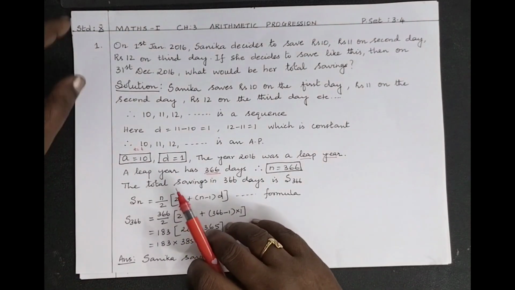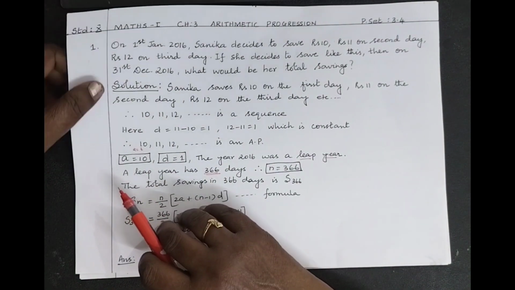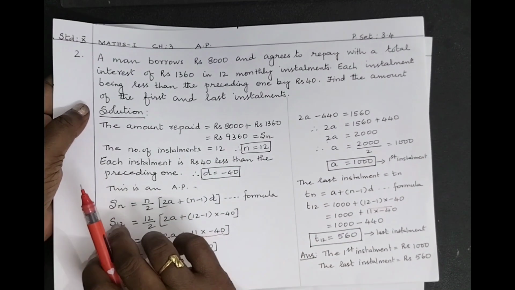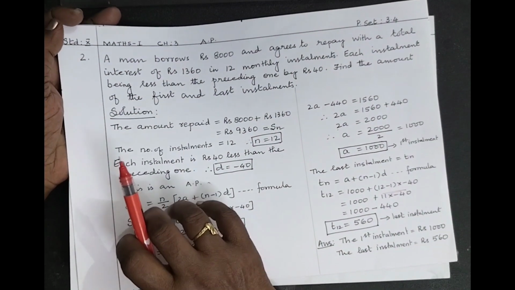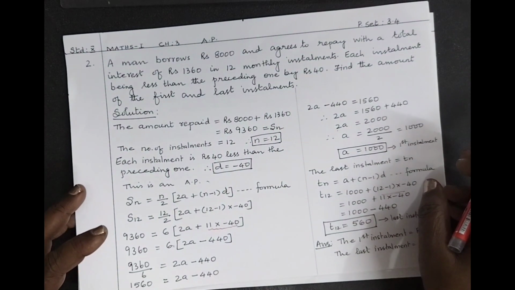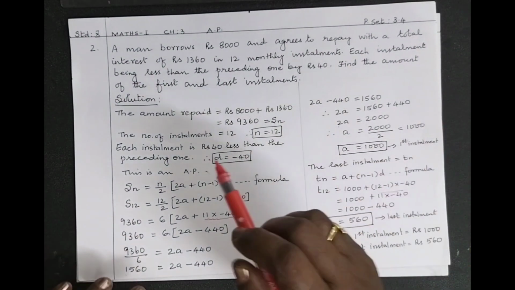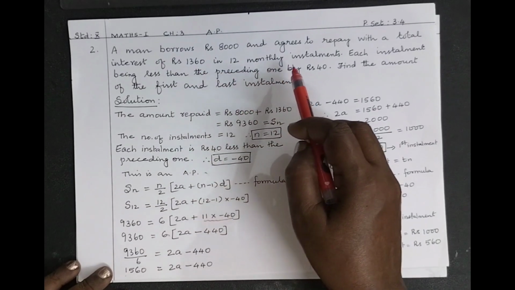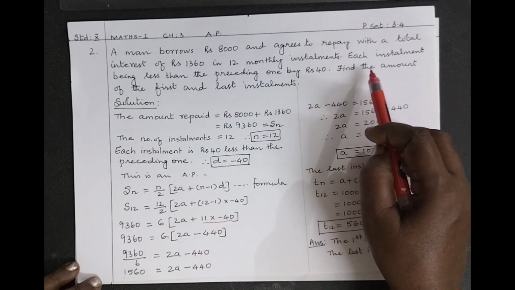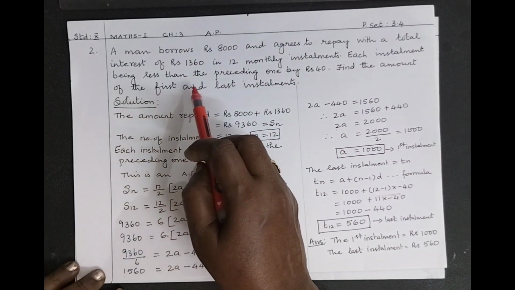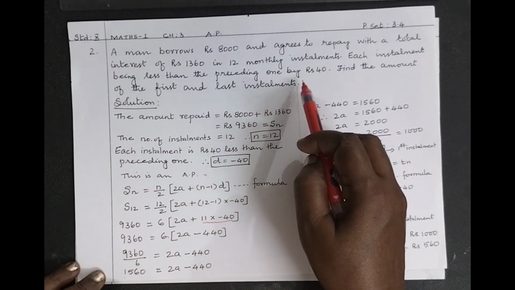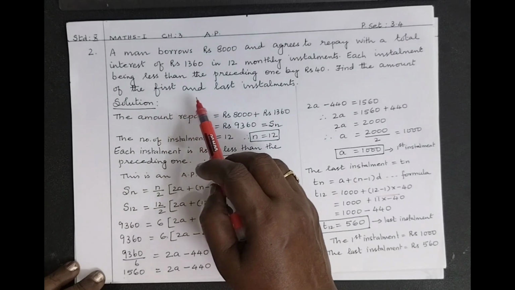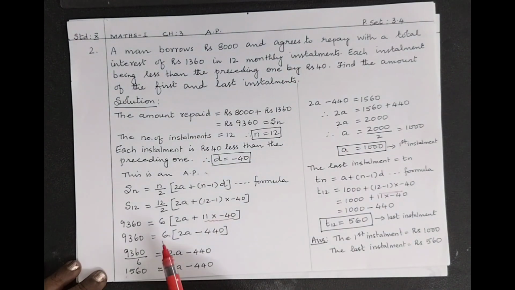Therefore Sanika saves rupees 70,455. Next, the second question is, a man borrows rupees 8,000 and agrees to repay with a total interest of rupees 1,360 in 12 monthly installments, each installment being less than the preceding one by 40. Find the amount of first and last installments.